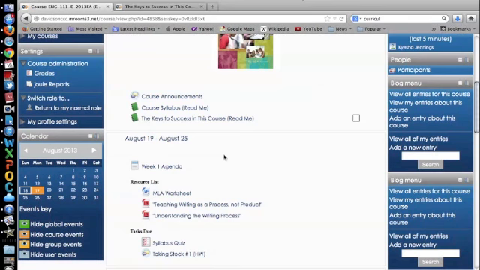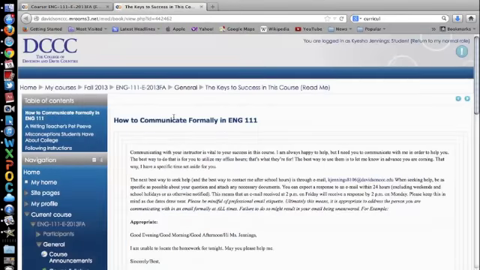The keys to success in this course contains 4 documents that will help you succeed. The 4 documents are How to Communicate Formally in English 111, A Writing Teacher's Pet Peeve, Misconceptions Students Have About College, and Following Instructions. Be sure you read and understand these documents.